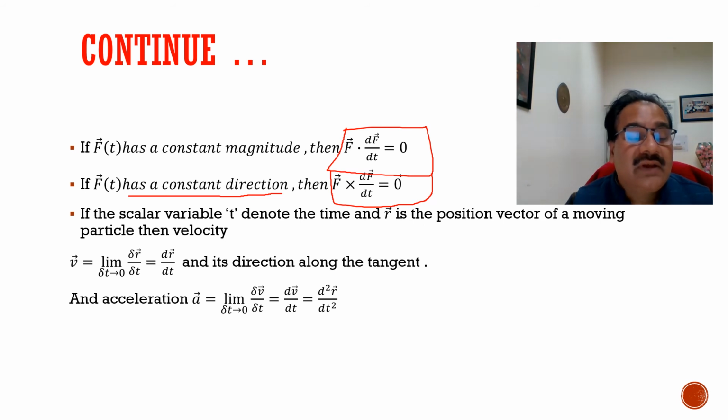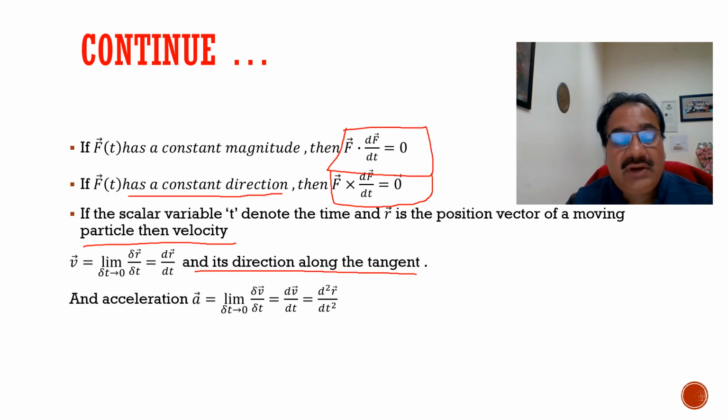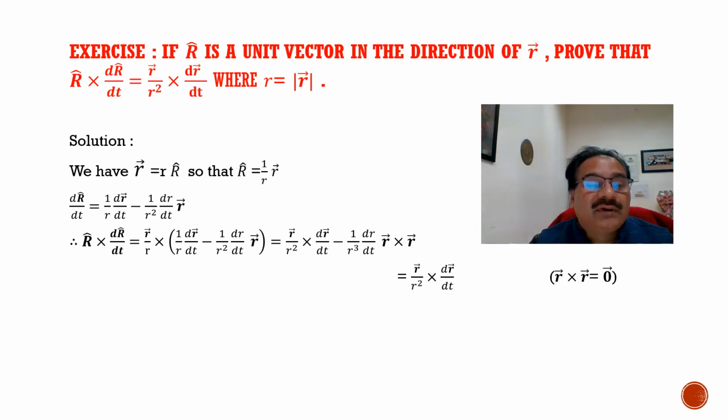If the scalar variable t denotes time and r is the position vector of a moving particle, then the velocity is the limit as del t tends to 0 of del r by del t, equal to dr by dt, and its direction is along the tangent. The acceleration a is the limit as del t tends to 0 of del v by del t, equal to dv by dt, which is the same as d2r by dt square. Now, let us look at one problem.